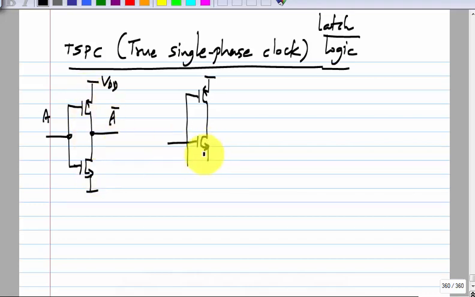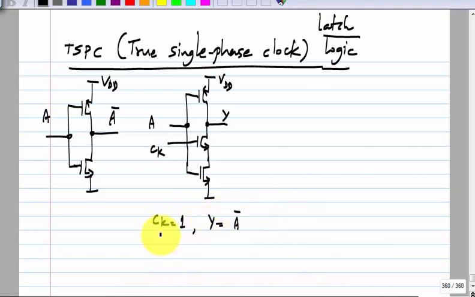That is quite simple. I can break this branch and then insert a clock. Now clearly, if clock is high, and if clock is low, I'll say it doesn't change. Okay, this has to be qualified a little bit.